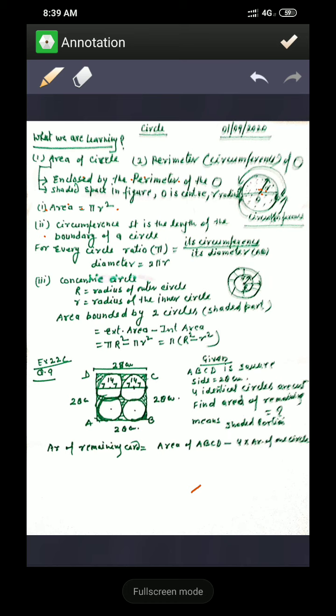The second point is circumference. What is the perimeter of a circle? This is also known as the circumference. It is the length of the boundary of a circle. For every circle, this is very important: the ratio, which is pi, is equal to its circumference upon its diameter. So we can say circumference is equal to 2 pi r.